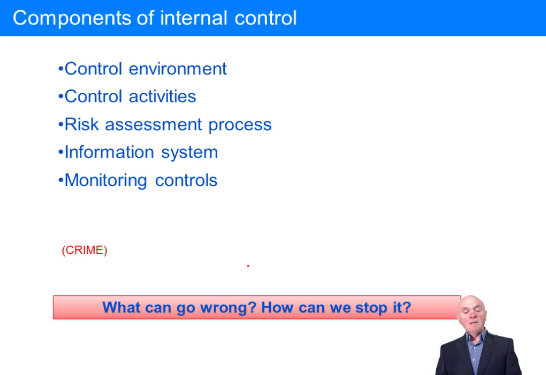So what are the components of internal control? And you need to know these 5 components. First of all, there is something which is called a control environment. And we did mention this very briefly earlier. It's like the culture within the organization.